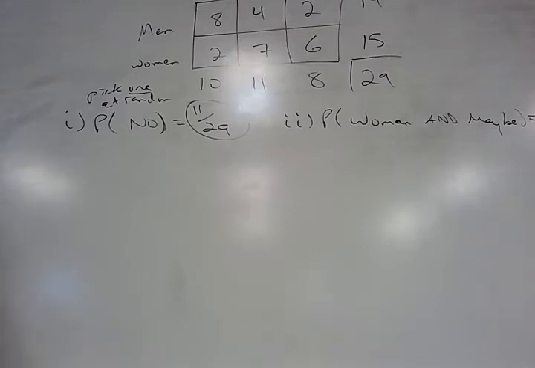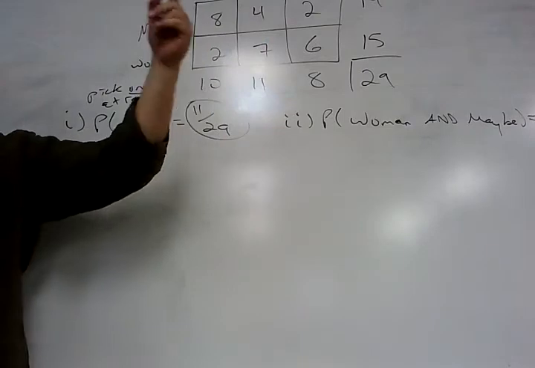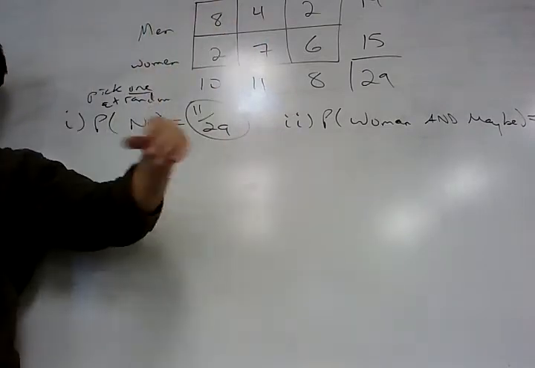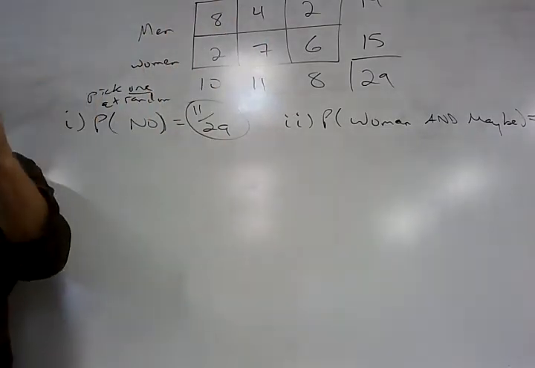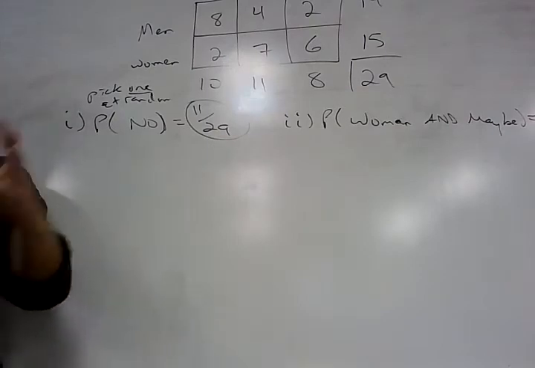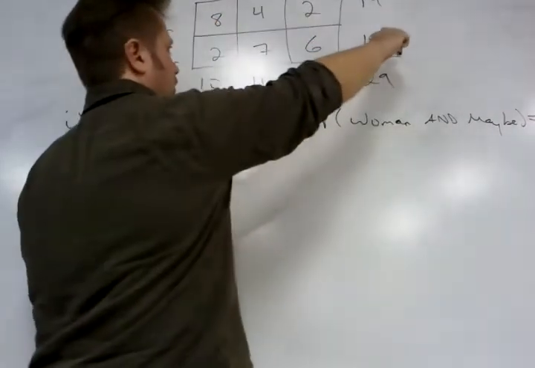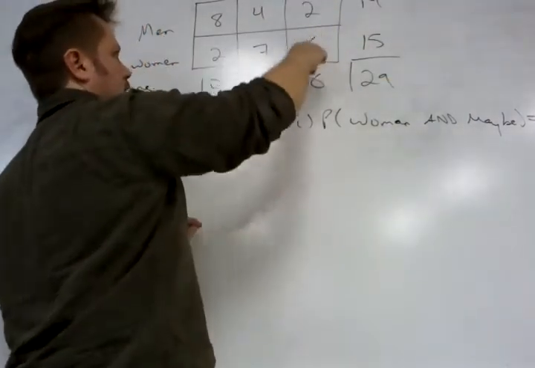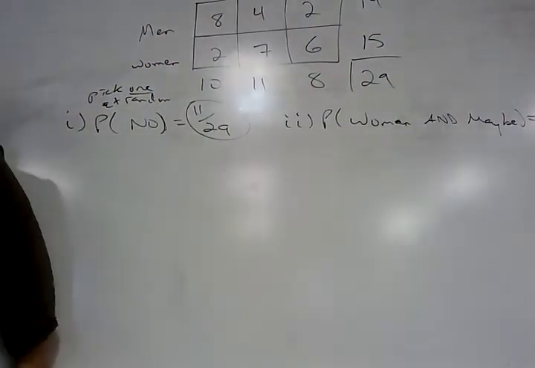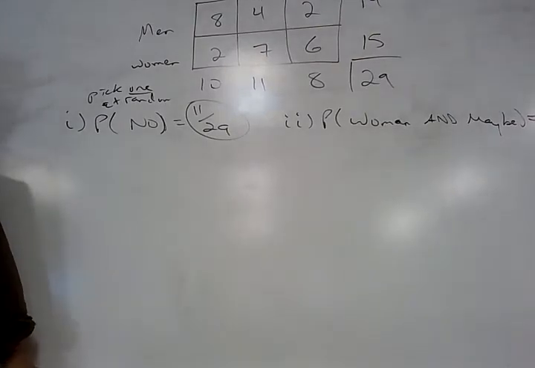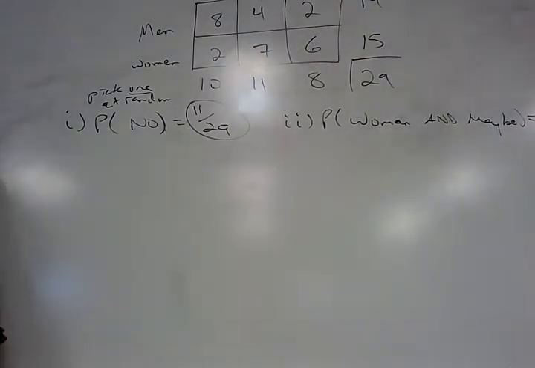6 out of 29. Okay, so I got a couple votes for 6 out of 29. Because what does "and" mean? It's got to be both, right? So it's not where you add, because that's being more forgiving. And is very strict. It says you must be this and this and this. And there's fewer and fewer people that can do that. They must be a woman, and they must have said maybe. Well, that's six people. Six people did both out of 29.